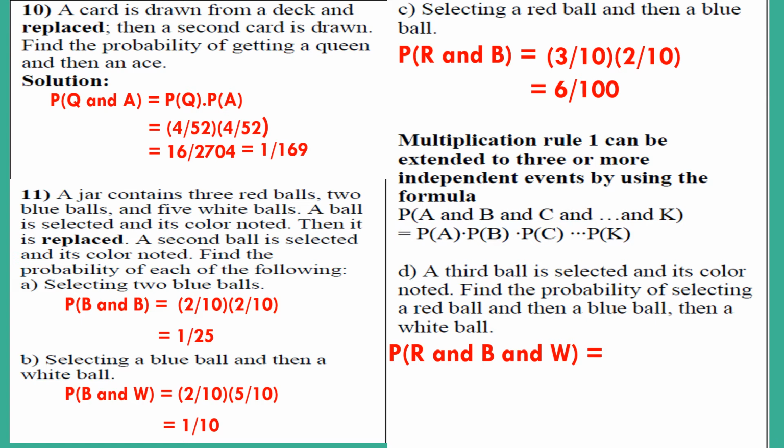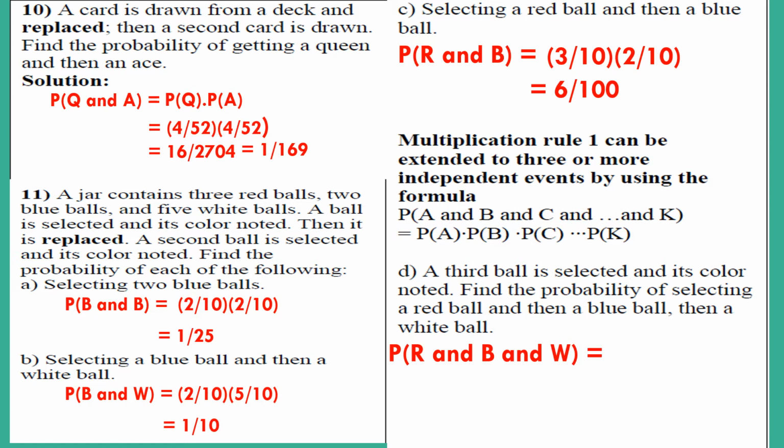Multiplication rule. Multiplication rule 1 can be extended to 3 or more independent events by using the formula: probability of A and B and C and so on until K equals the product of all these probabilities.